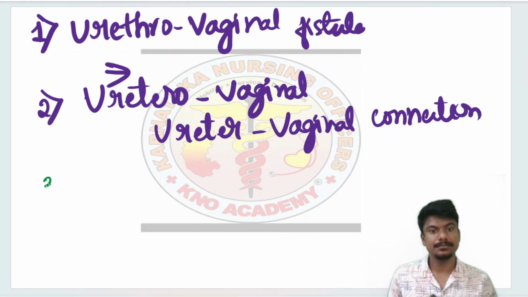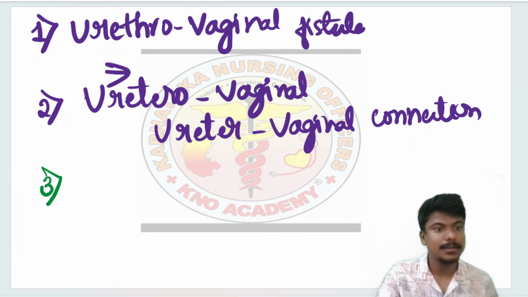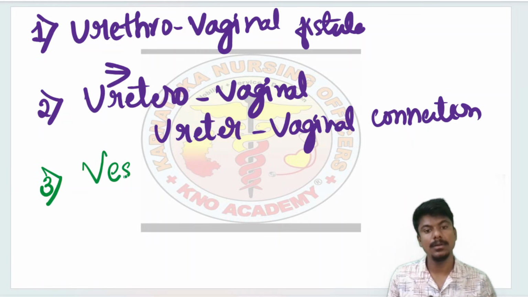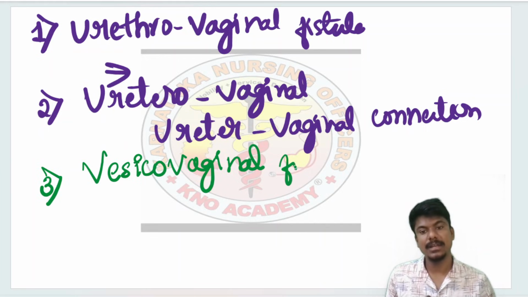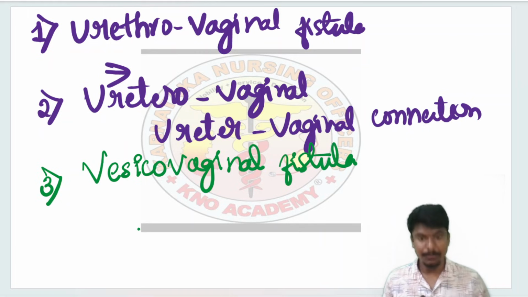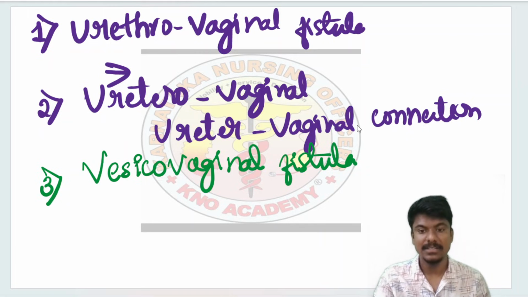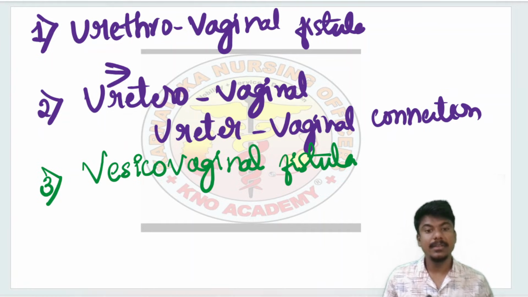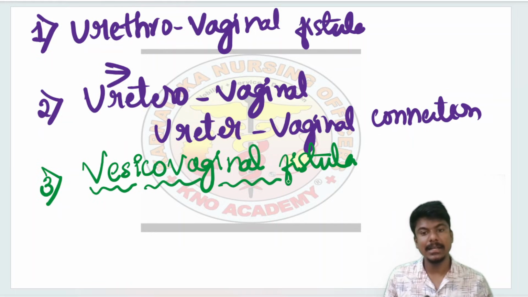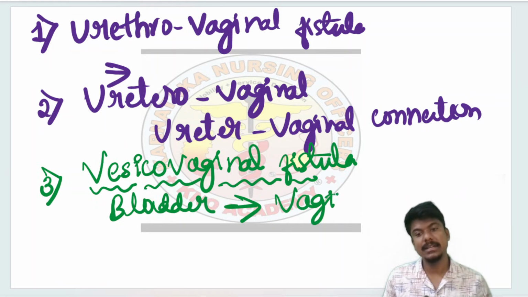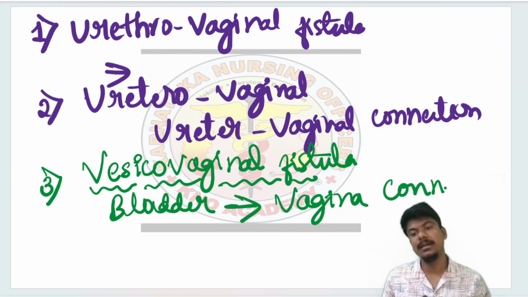The third one is your vesicovaginal fistula. Here there will be a connection between the bladder and the vagina of the body. Both will be connected together. There'll be an abnormal connection between the bladder and vagina.